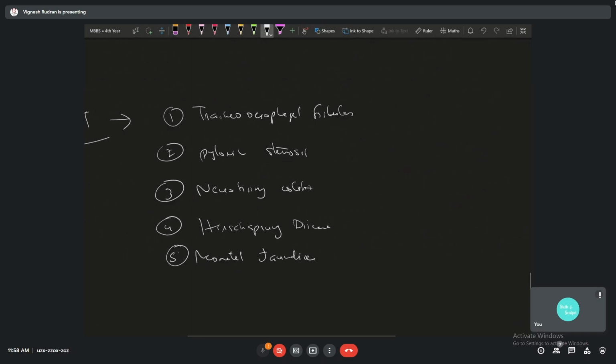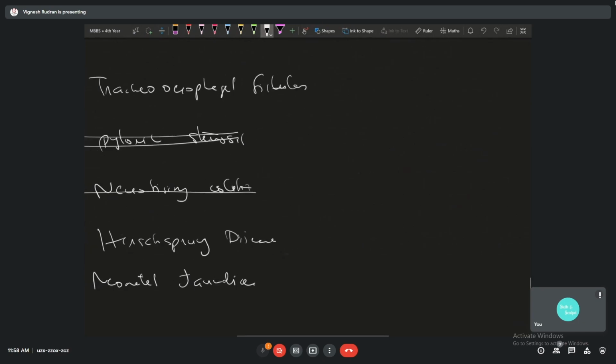Okay, so of these, pyloric stenosis they already asked in one of our papers. This is a little bit rare. So we'll focus on tracheoesophageal fistulas, Hirschsprung disease, and neonatal jaundice. I'll talk about them in your newborns.